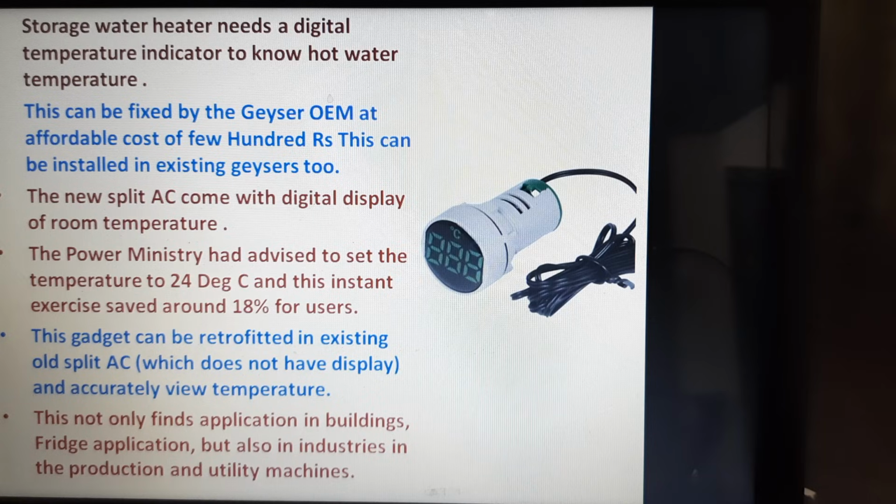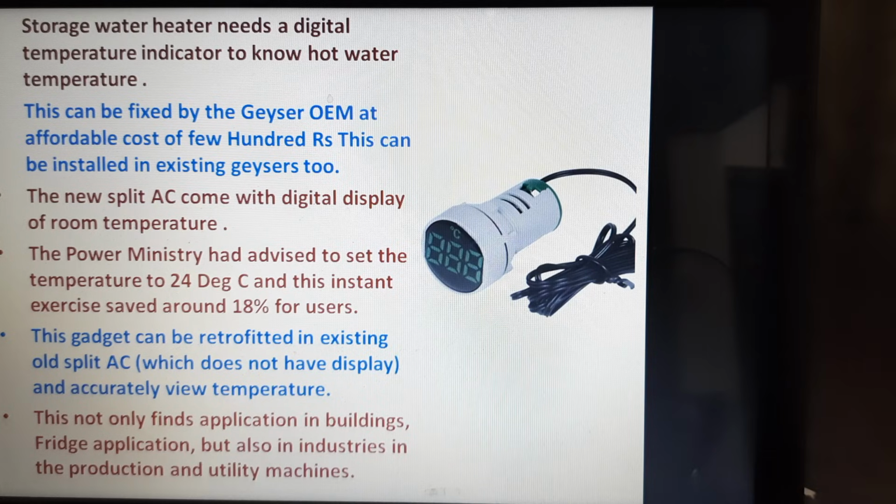This initiative can be taken by the geyser OEM at an affordable cost. This also costs only a few hundreds, and it can be installed in existing geysers also through their local dealers or service providers. It is not only applicable to storage geysers, it can also be installed in the split AC.